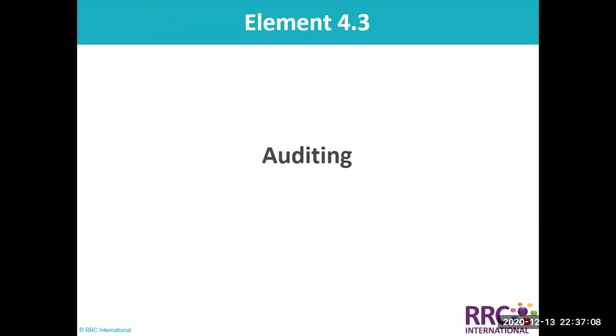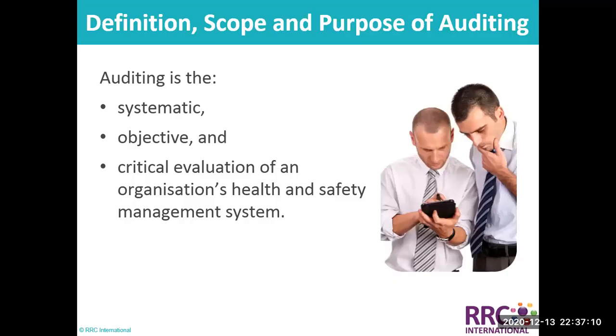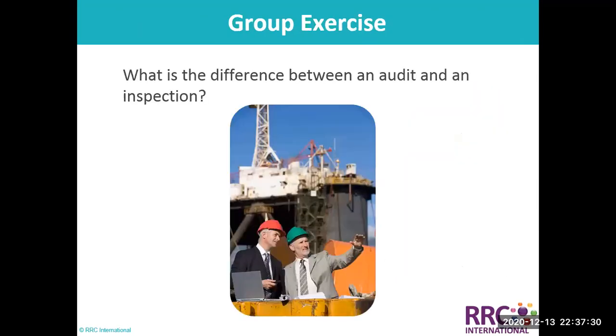Auditing, that's element 4.3: definition, scope, and purpose of auditing. Auditing is the systematic, objective, and critical evaluation of an organization's health and safety management system. I repeat, auditing is a systematic, objective, and critical evaluation of an organization's health and safety management system.